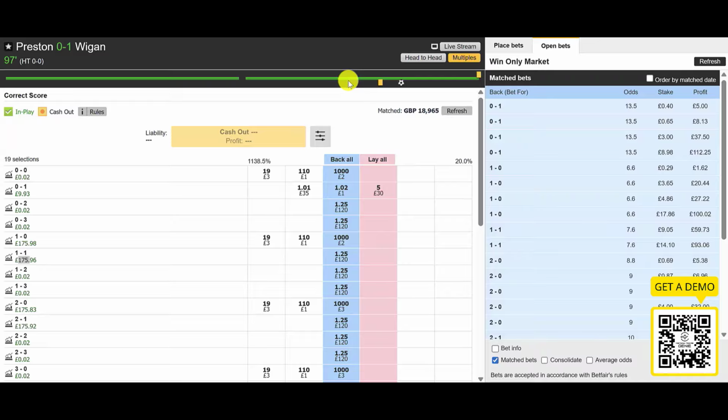96 minutes on the clock. There's been a goal, but will this goal stand? It's a big question. And it's not going to stand. Preston just equalised.